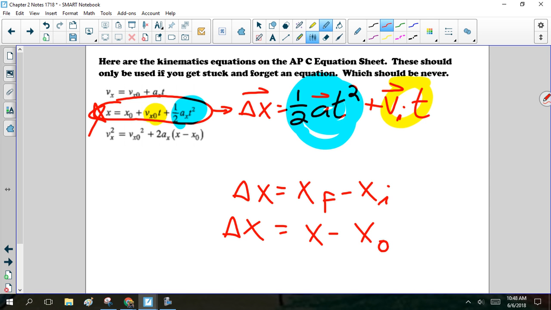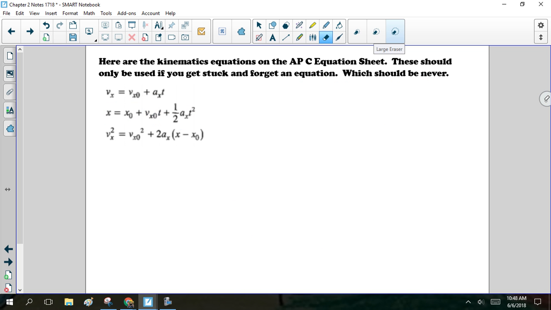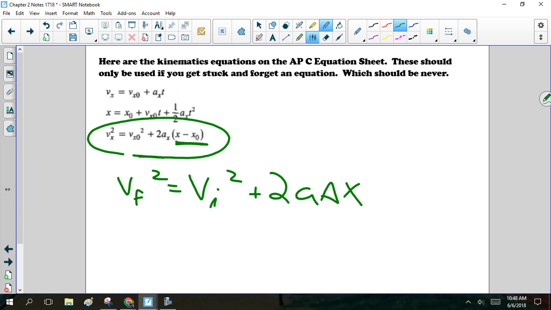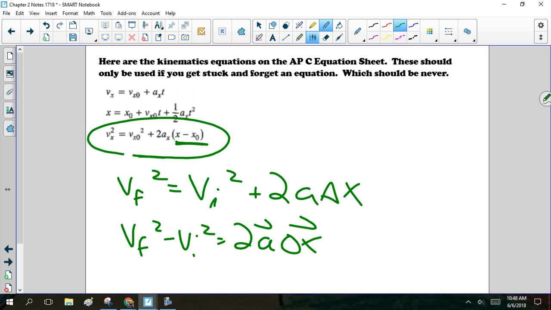Okay, and then finally, this last equation. This guy here. So this vx squared is our v. So this basically is vf squared equals vi squared plus 2a, here's my delta x. So this is vf squared minus vi squared equals 2a delta x. And don't forget those vector hats.